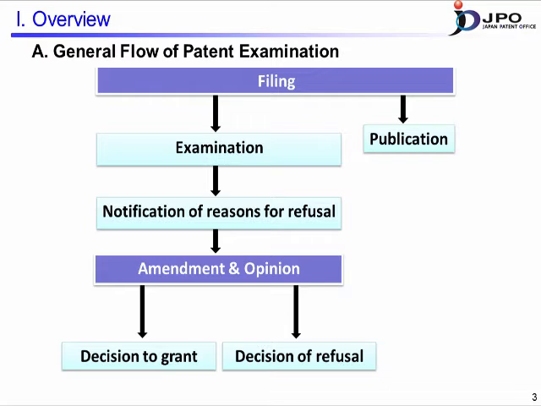After filing, a patent examiner will then examine the application and send notification of reasons for refusal. After that, the applicant will amend the claims of the application and submit an opinion. Finally, the patent examiner will judge whether the application should be granted or refused.